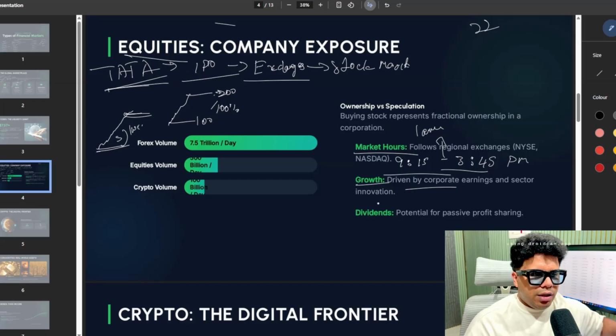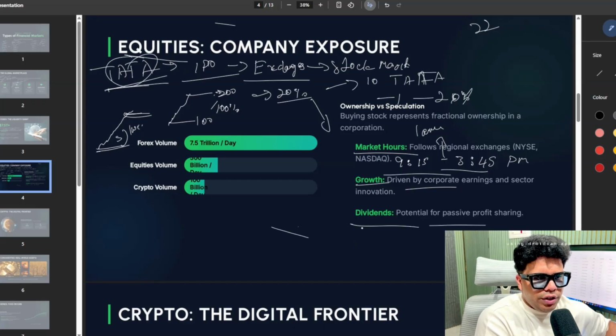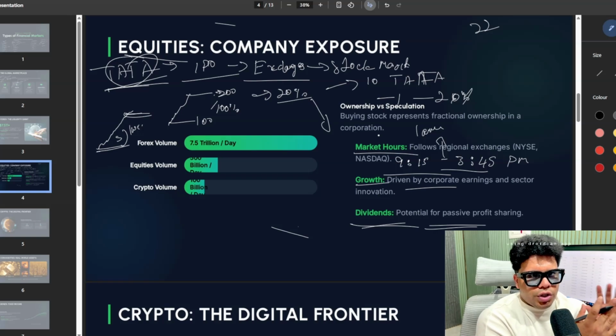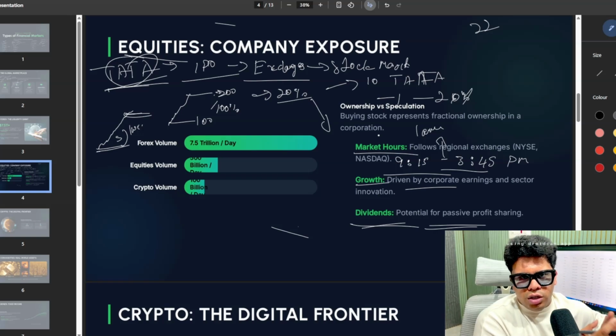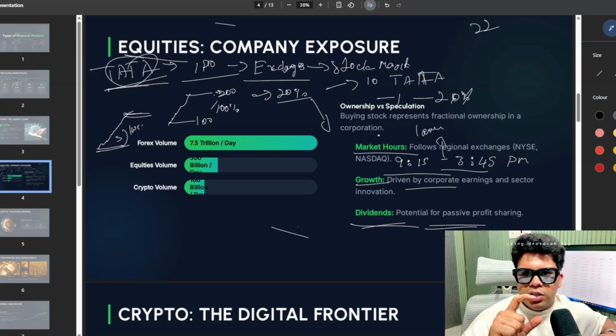That's it. The next one is dividend. So what is dividend? Dividend means a potential passive profit sharing, which means if the company is making profits year on year, you will get a share of the earnings. If you invest in equities, you can do analysis on such stocks, which is called fundamental analysis. If that company earns profits, you will also get a dividend, a part of that profit, because you are a co-partner in that company. Dividend means you get your share from those profits.